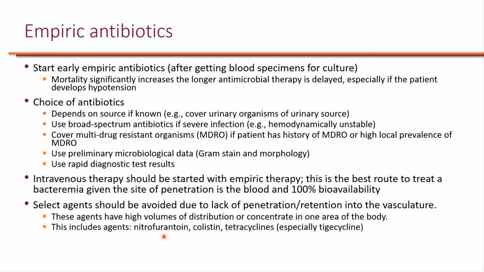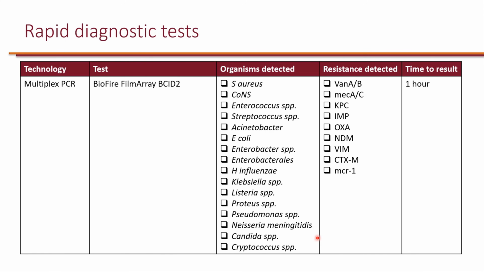So nitrofurantoin does not achieve enough concentration. It goes straight into the urine. Colistin, which is an IV antibiotic, does not achieve enough concentration in the blood, goes straight into the urine, as well as tetracyclines. So tetracyclines, especially tigecycline, have very large volume of distribution. So they basically achieve high concentrations in most tissue in the body, but very little stays in the blood. So they are not ideal for bacteremia. In fact, there is a black box warning for tigecycline for increased risk of mortality as a result.